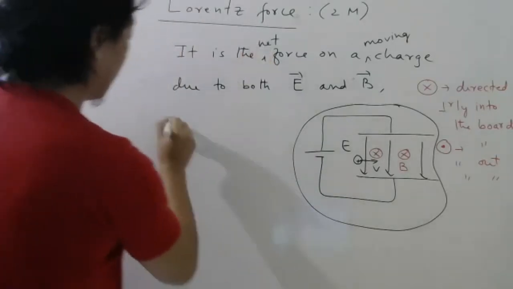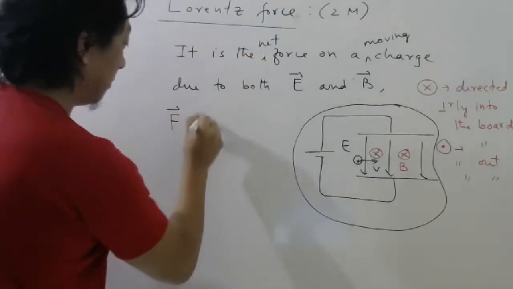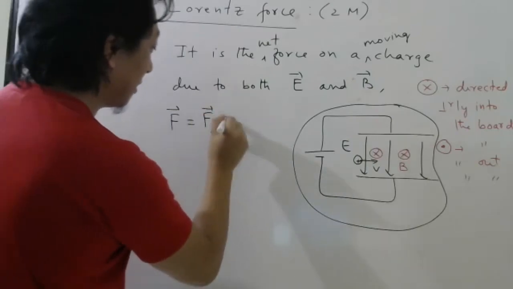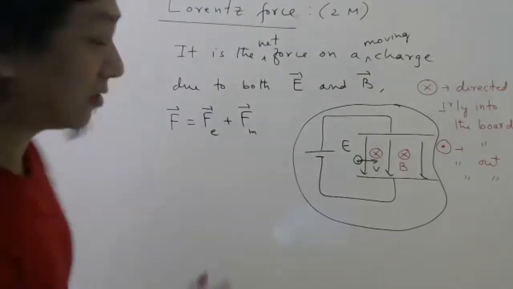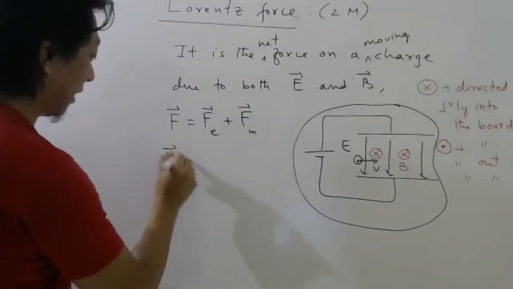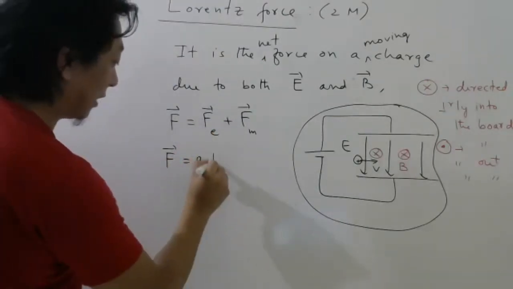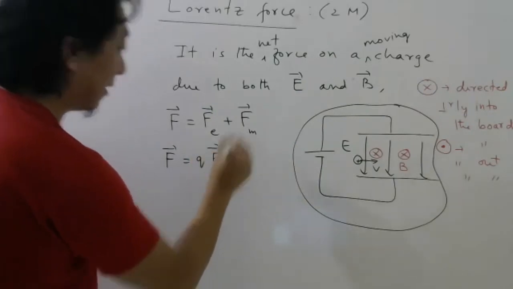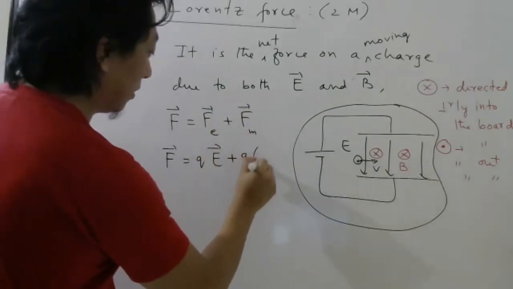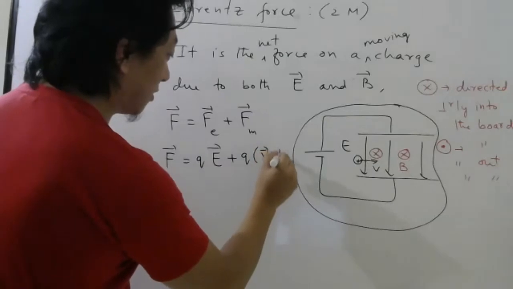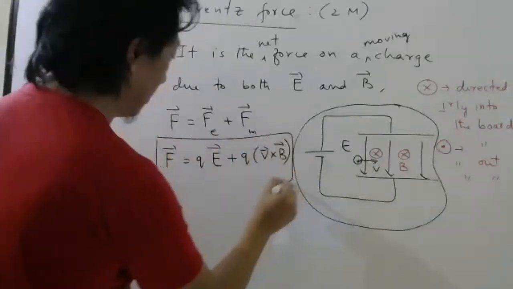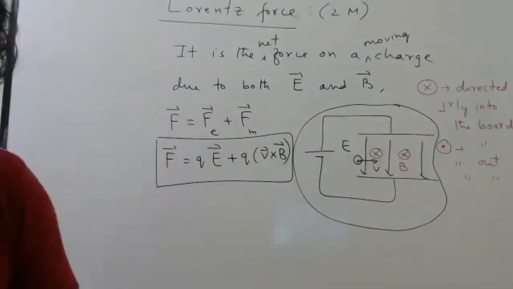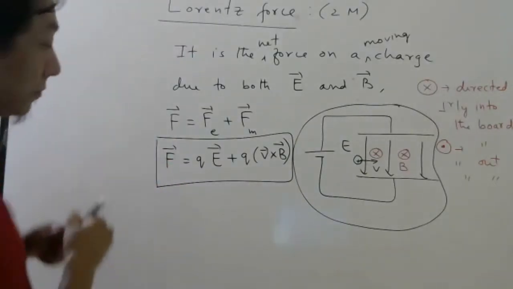Then the net force will be electrostatic force plus magnetic force. In vector form you write, okay, because they are both vectors. So electric force in vector form, how we write? Q into E bar. Magnetic force, how do we write? Q into V bar cross B bar. So this force is called, in physics, Lorentz force.